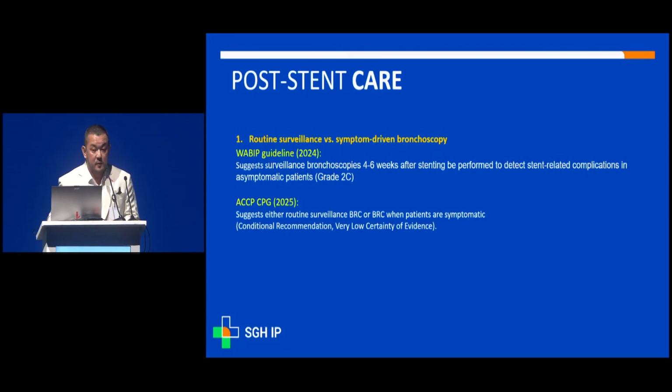Okay, and finally, we're going to finish up with post-stent care. And once again, there's some discrepancy. So how do you manage patients after they have been stented, right? So the WABIB guidelines suggest surveillance bronchoscopies 4 to 6 weeks after stenting to detect stent-related complications, even if they are asymptomatic. But ACCP-CPG suggests either.